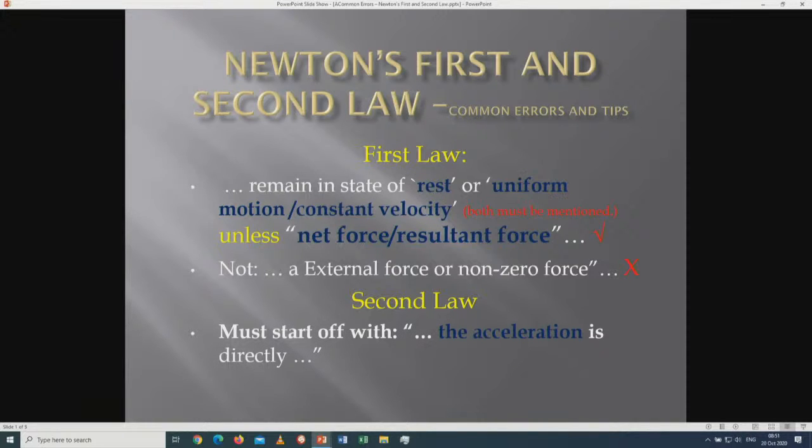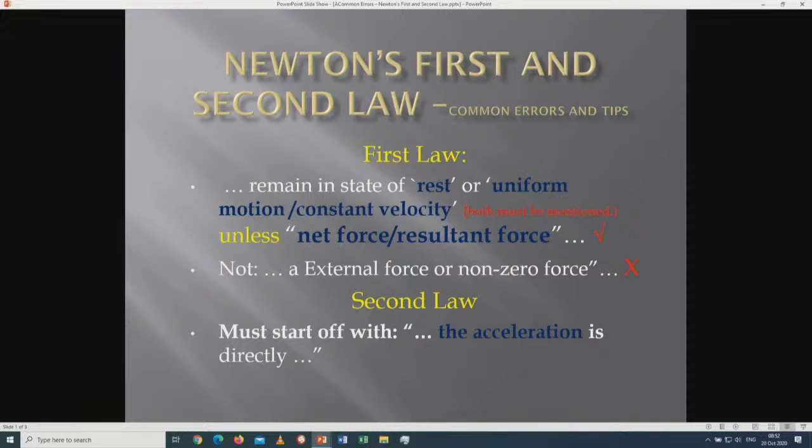Then in Newton's second law, you start off with the preamble mentioning that a net force acting on the body will cause acceleration. And the second part is actually the important part, and that is where the marks are. So you must start off: the acceleration is directly proportional to the force and inversely proportional to the mass of the body. Your comparison must start off with the acceleration. Very important, that part.